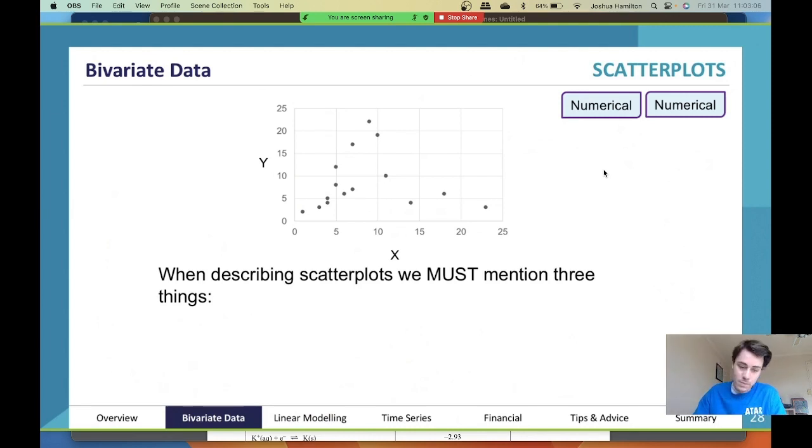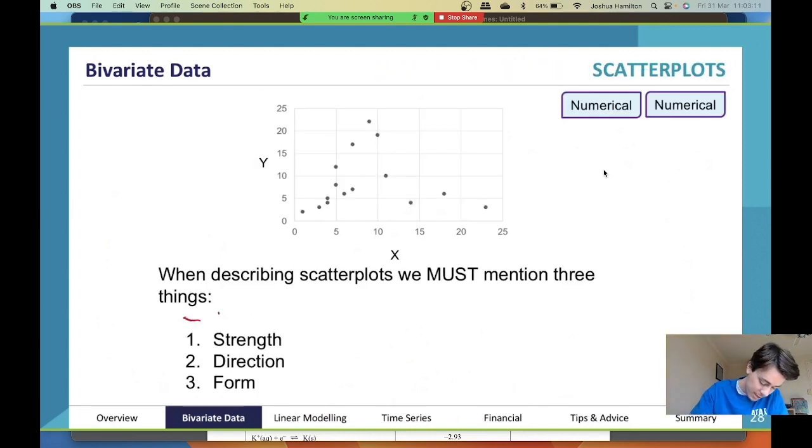So when describing scatter plots, we go through three key features. Again, there is a fourth key feature, and that is context. You must always give context. So I'm going to give context first, but for here, we're just going to discuss really these three other features, which are strength, direction, and form.